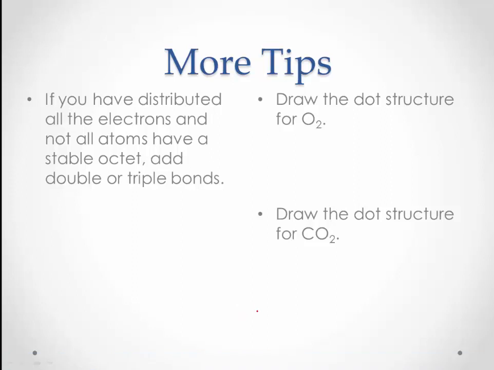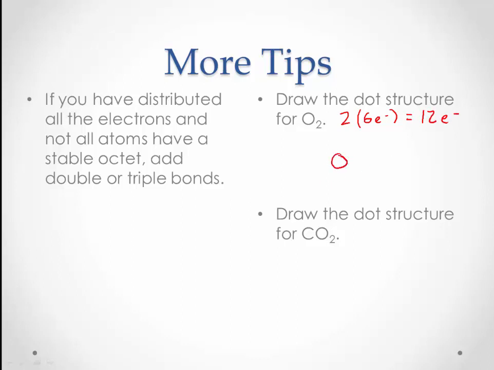So a couple more things that you'll need to think about. One is if you've distributed all the electrons, but you still don't have a stable octet, then you need to add things like double or triple bonds. So obviously a double bond would be when atoms share 2 pairs of electrons. A triple bond is when they share 3 pairs of electrons. So let's look at oxygen. Each oxygen atom has 6 valence electrons. So for this dot structure, we would have 12 electrons to deal with.